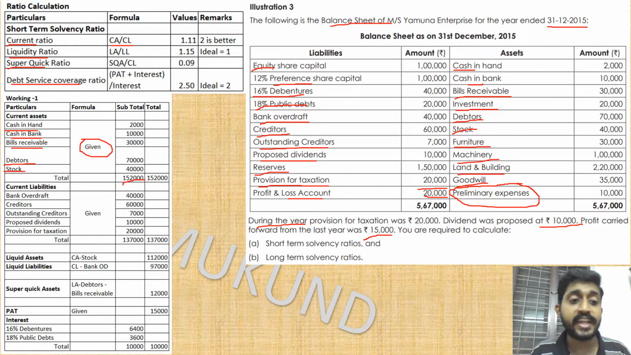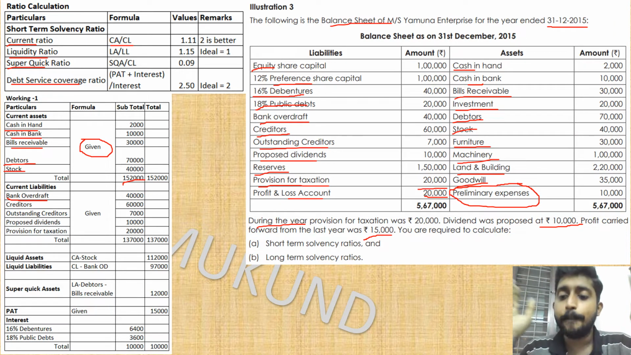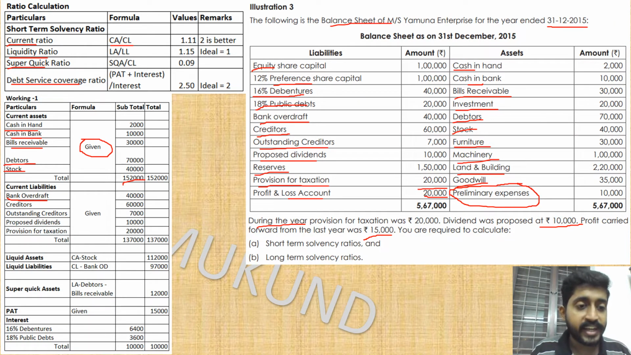What is current liability? Bank overdraft. I have seen many students missing this. Bank overdraft is a current liability, but it is not a liquid liability. When calculating liquid ratio, we need liquid assets divided by liquid liability. Bank overdraft is not a liquid liability, but it is a current liability. Creditors is a current liability. Outstanding creditors, which means you have not paid them on time, you have to pay them as soon as possible, so it is a current liability.